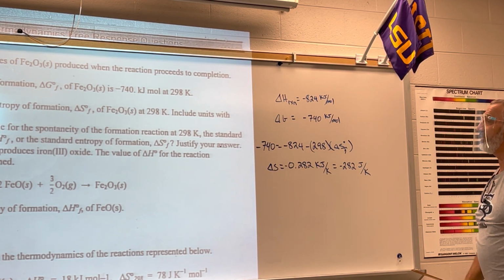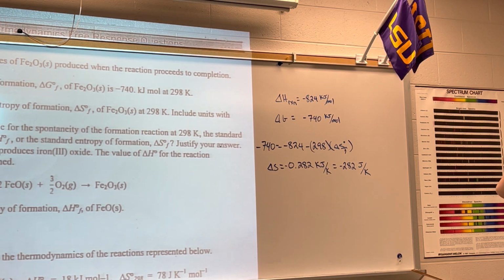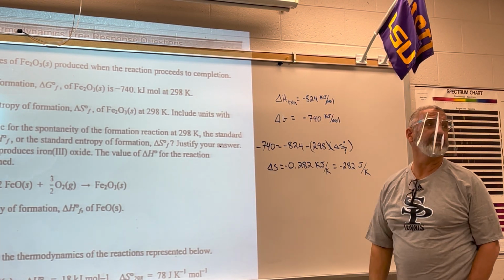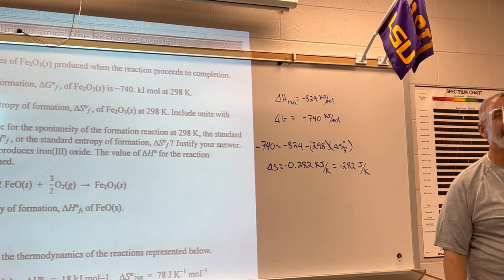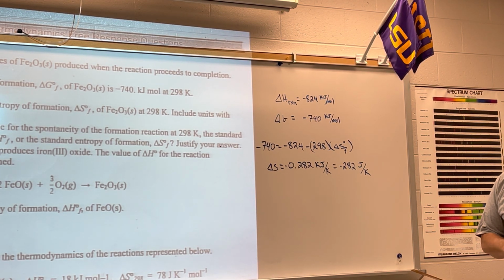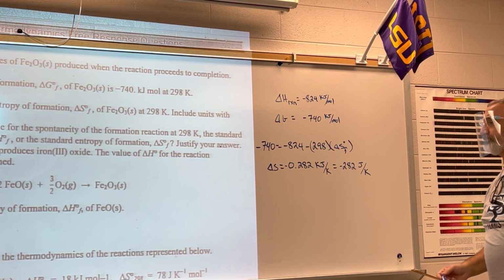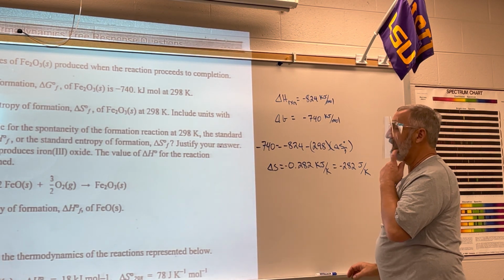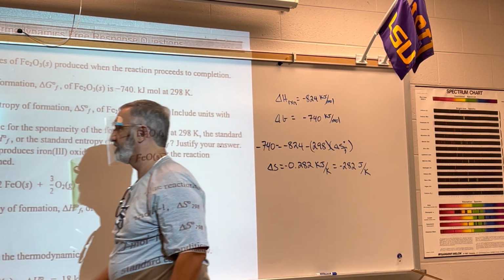Okay? Now, part 2, which is more responsible for the spontaneity of the formation? Look at here, we got negative and negative again. Which one's driving the reaction? Delta H, enthalpy. Okay? All right, I'm hoping I can get this next one.